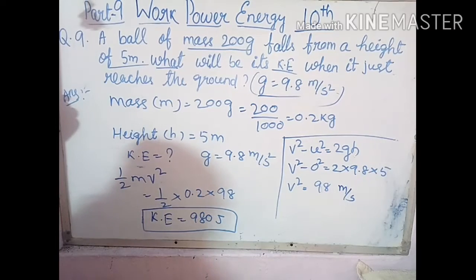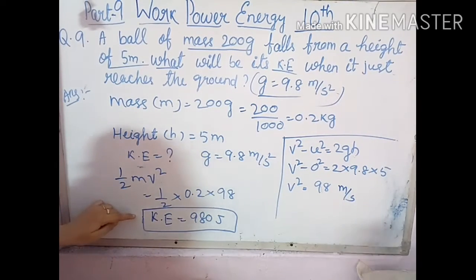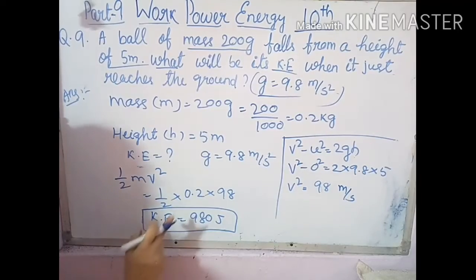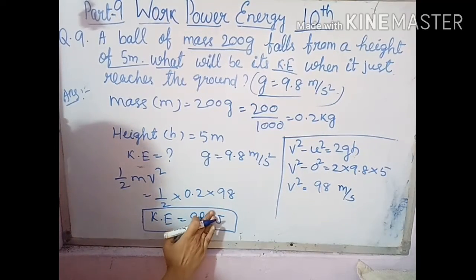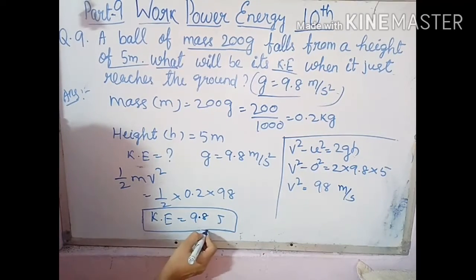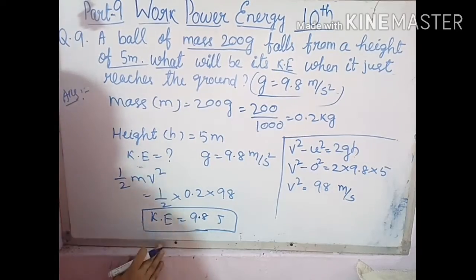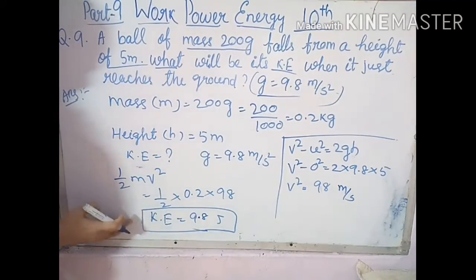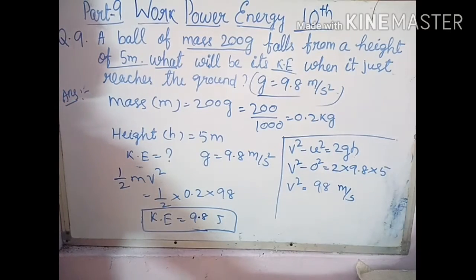Now children, it is 9.8 joule because it is 2 by 10. So by calculating you will get 9.8 joule. So this is your final answer. Again, go through it. So your kinetic energy equals 9.8 joule. Now go to the next question.